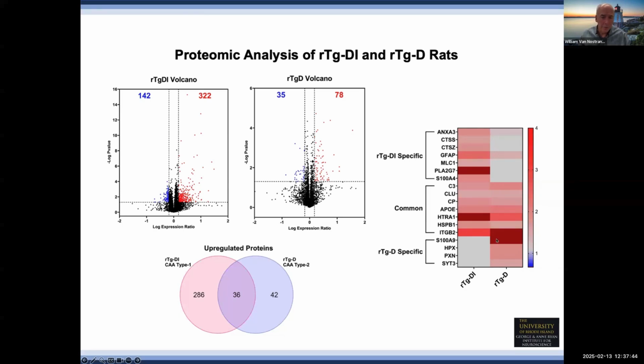And then here are some proteins that were upregulated specifically in RTGD rats and not in RTGDI rats. So again, this tells us that there are common and unique signatures for each of these forms of CAA. And one protein in particular, which I'll discuss, that we were interested in pursuing is this protein here, HTRA1, which is upregulated in both forms of CAA, the CAA type 1 and CAA type 2.